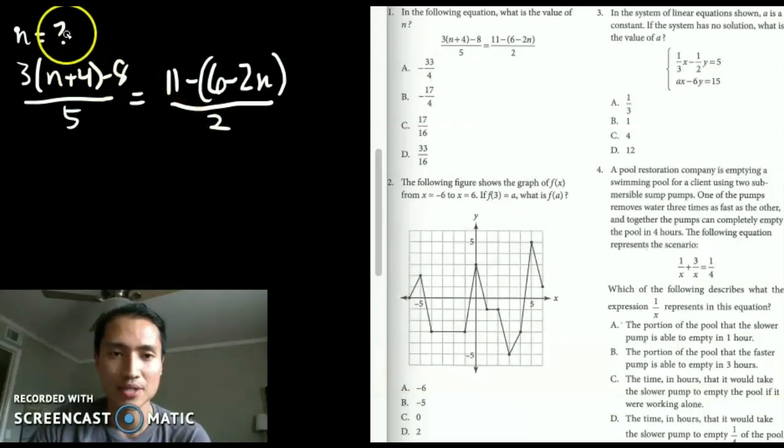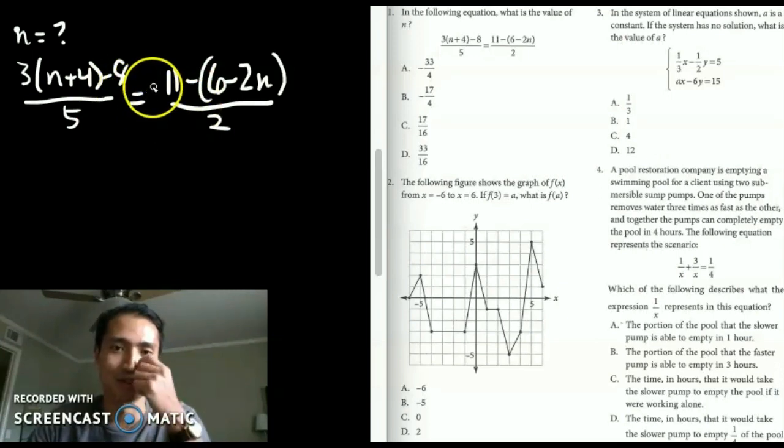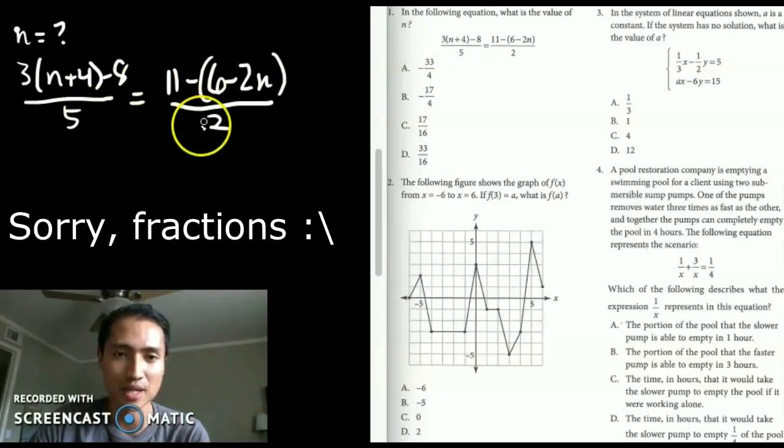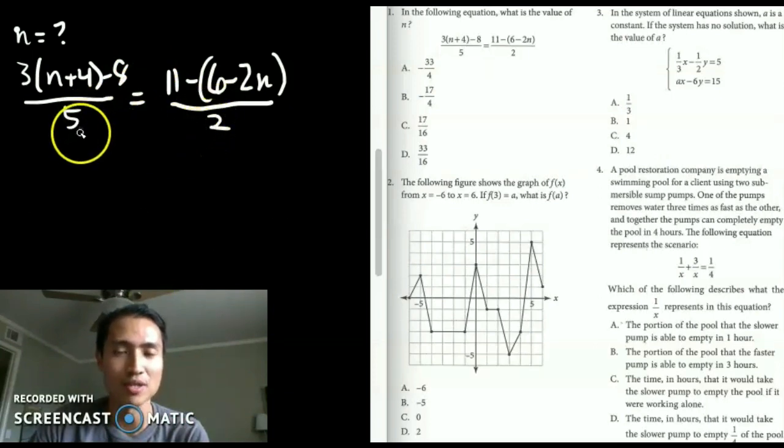So we're asked what is the value of n, and we are given this formula. So I want to ask you guys, why does this look so ugly, right? What is going on here? Why does this look a little intimidating? Well, part of the reason is because of these fractions. And not only are they fractions, they're fractions with denominators that are different from one another.